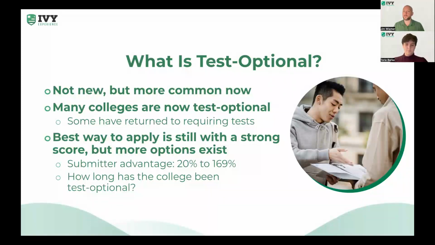There are a few schools that have returned to requiring scores. They are mostly in the South and mostly state schools. For example, the Florida State University system and the University of Tennessee do require testing. So if your student is really looking for sun and a big state school, then test optional is probably not something you want to think too much about in this process. Even so, the best way to apply to college is with a strong test score.